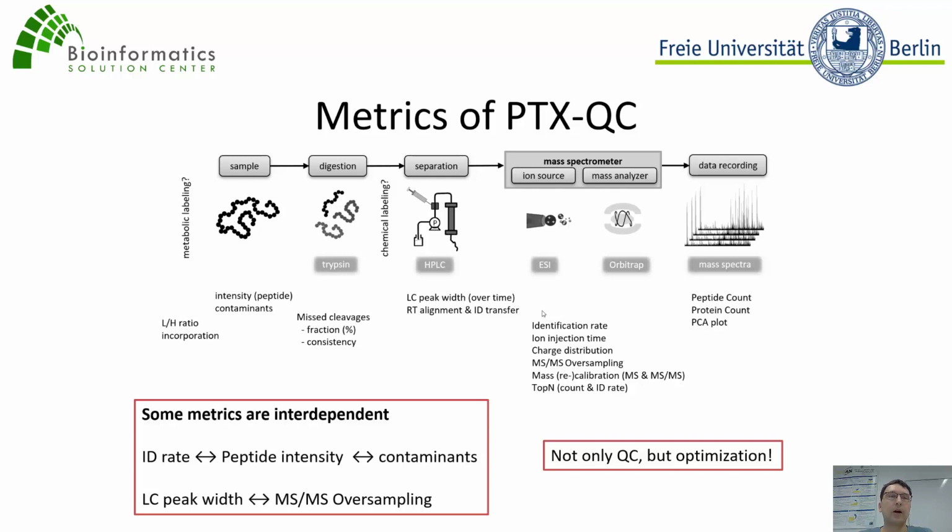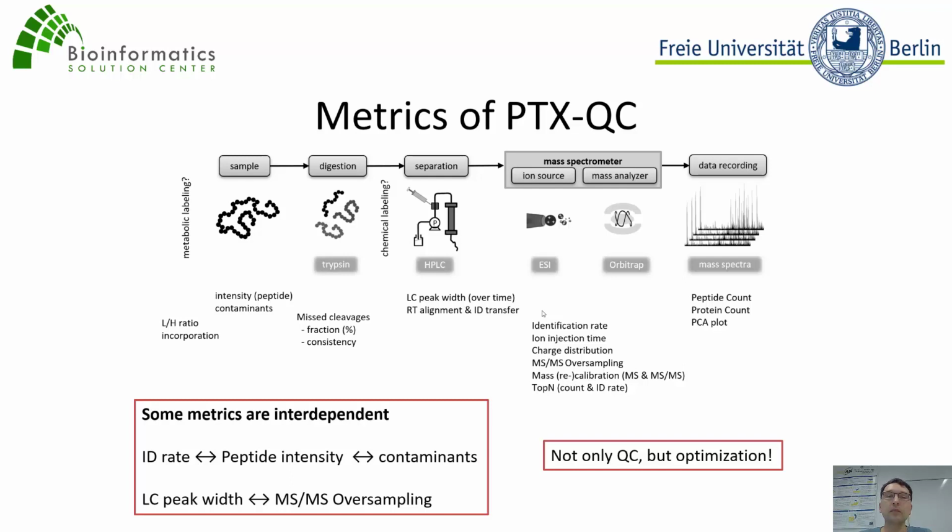Now, some of these metrics you will quickly find are interdependent. So for example, if you have a low identification rate, this usually correlates with low peptide intensity and/or a high amount of contaminants. If you have a very high peak width in LC, this usually means, if you didn't adapt your settings, that you have high oversampling of MSMS events.